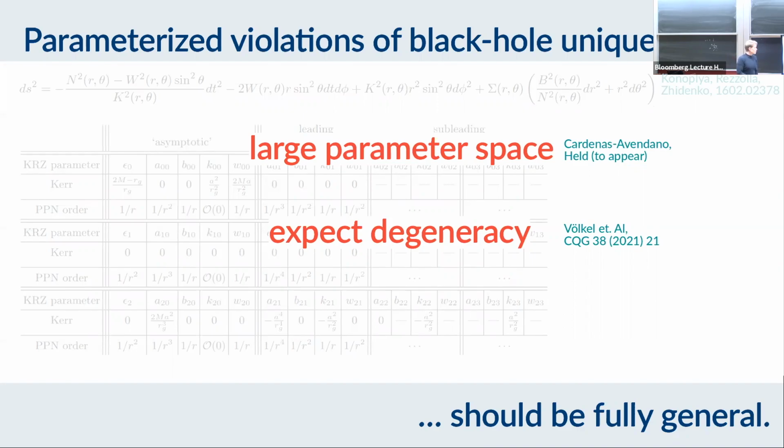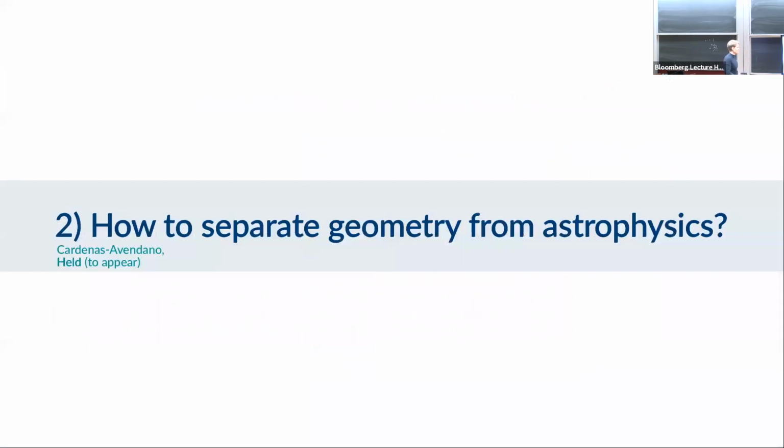Okay, so getting back to this, we do expect a large parameter space and degeneracy. And so we better need tools that are somewhat efficient, right? Because if we want to probe that, we need some degree of efficiency. And that we will pick back up in the second question. So now we have this class of geometries. How can we separate it from astrophysics?